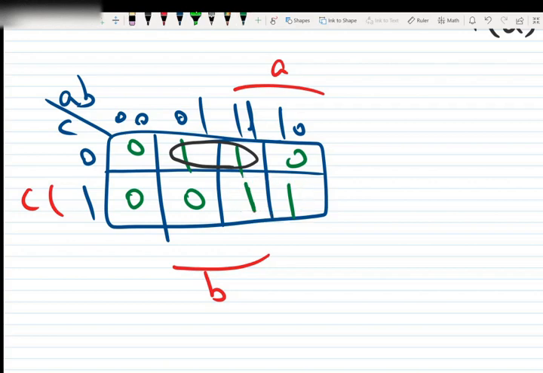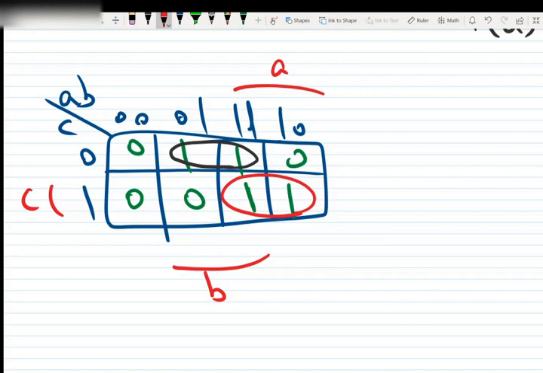So I can say, for example, I want to group this one with this one alone. Okay, that's fine. Is the answer correct or wrong? Its answer is correct, but it is not minimum cost. Why? Because we didn't find the minimum number of groups. The minimum number of groups is here, which is two groups.